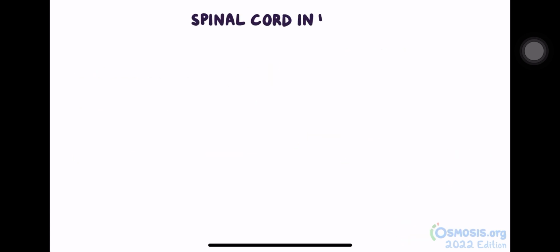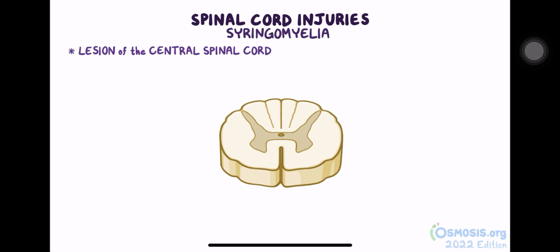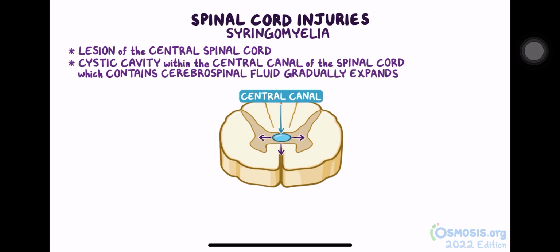Up next, let's talk about some other conditions that can affect the ascending and descending tracts of the spinal cord. First, there's syringomyelia, a lesion of the central spinal cord. This is a cystic cavity or syrinx within the central canal of the spinal cord, which contains cerebrospinal fluid that gradually expands.